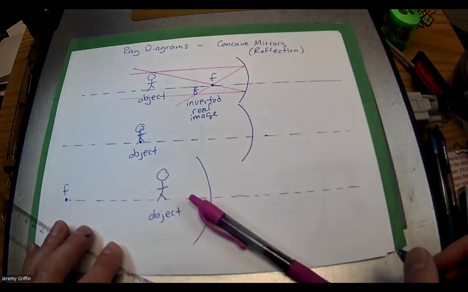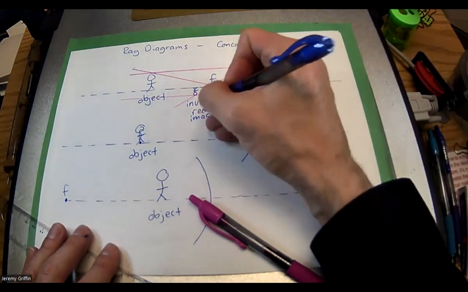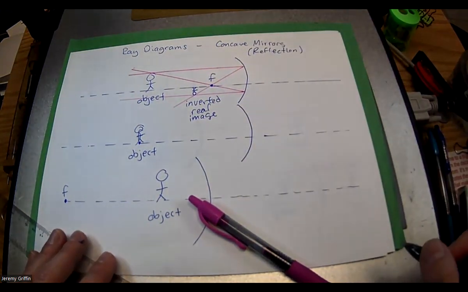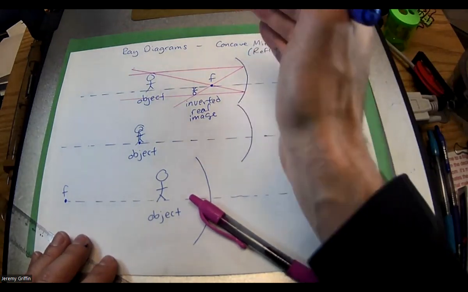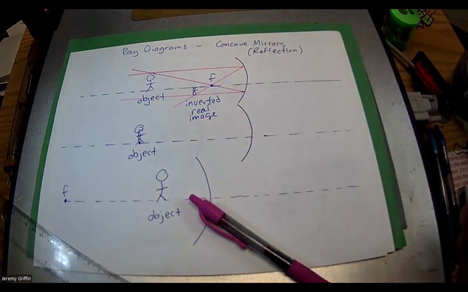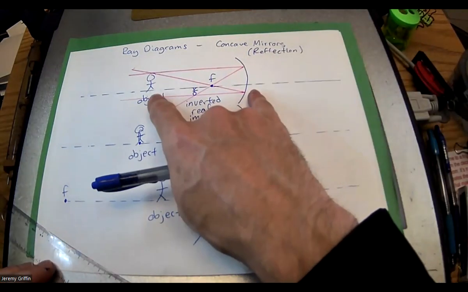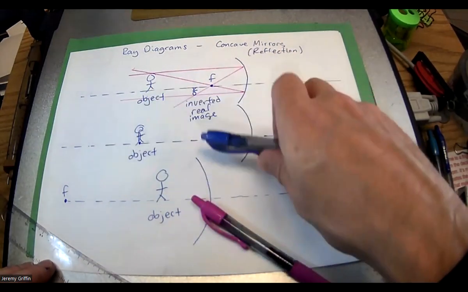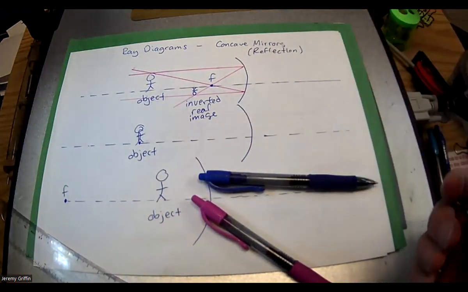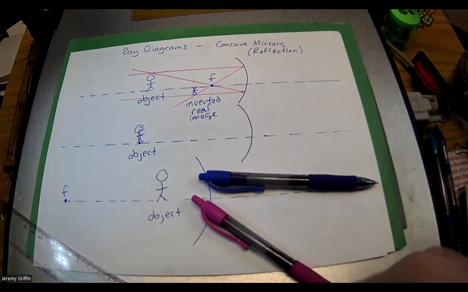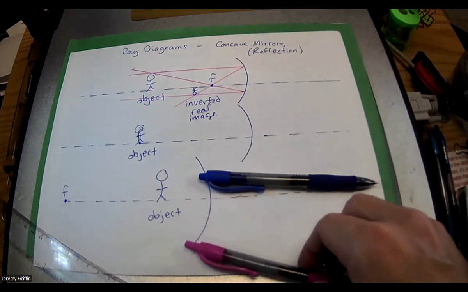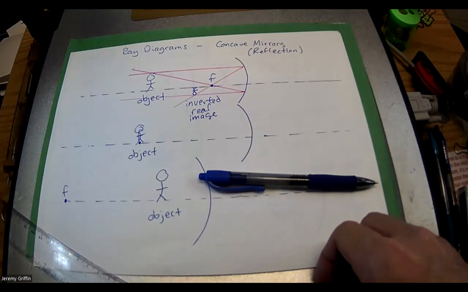Inverted real image. Inverted because it's upside down. Real because it looks like it's hovering in front of the mirror, just like the demo that I sent around. So this is how the floating pig works. Really, it's like two of these, but it's the same principle, same idea. It's like a double reflection, sort of. Okay, got that?